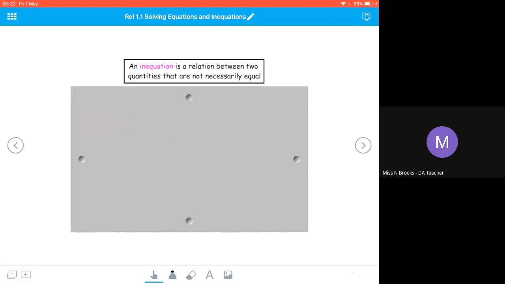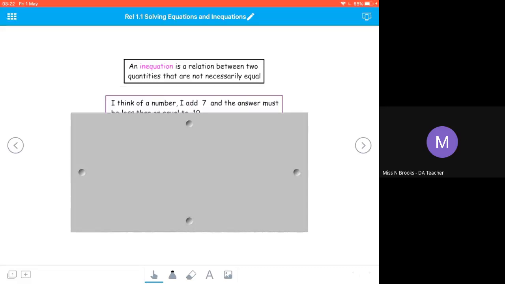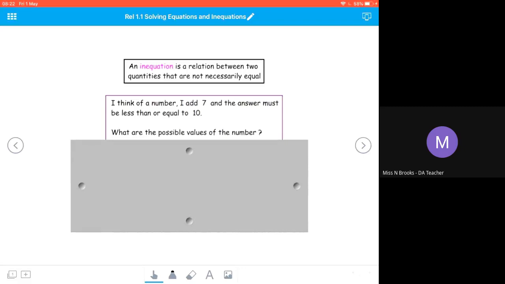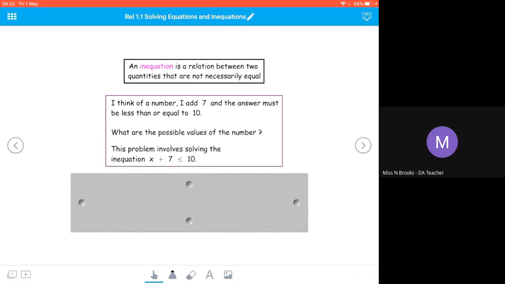So if I think about a number and I add 7 and the answer must be less than or equal to 10, I'm no longer thinking about setting up an equation, I'm thinking about setting up an inequation if I want to work out all the possible values of the number. So this problem involves solving the inequation x plus 7 is less than or equal to 10.